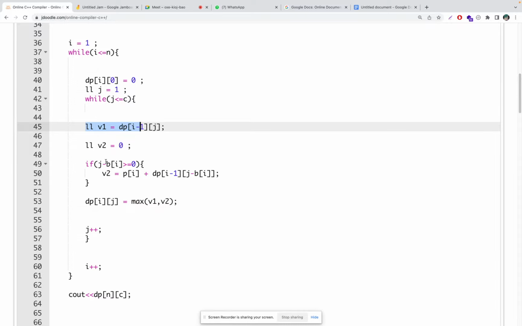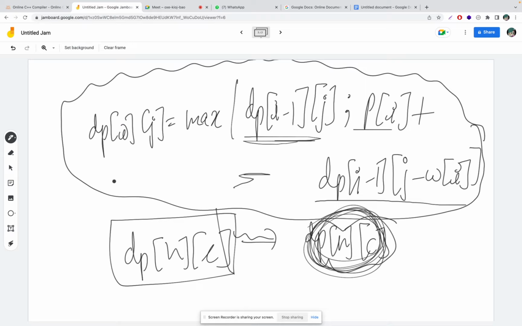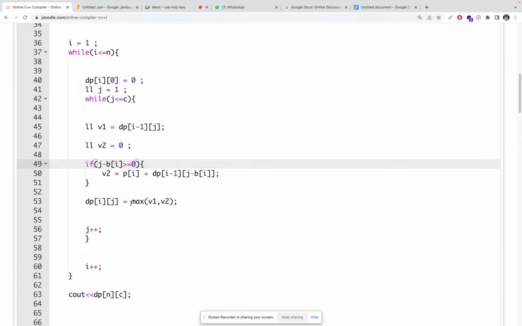Why am I writing the if condition, j minus B of i should be greater than or equal to 0? Because if it is negative, we will get a runtime error. In an array, you cannot write a negative index, right? dp of minus 5 will give an error. So I am taking the maximum of those two possibilities, v1 comma v2. Clear?